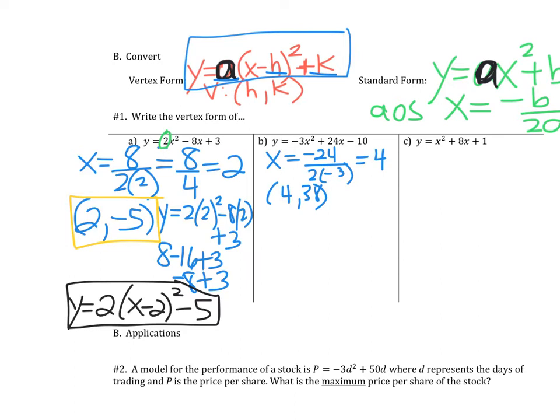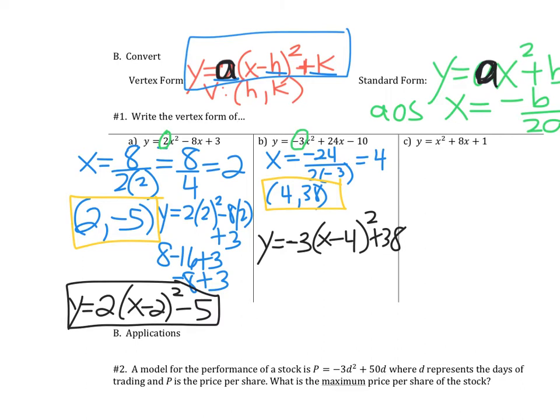Okay, so now I have my vertex, and I also have the a that I need. It's right there in the original problem. People forget that, and that's the easiest part. Okay, so we have y equals negative 3 times (x minus 4) squared plus 38.